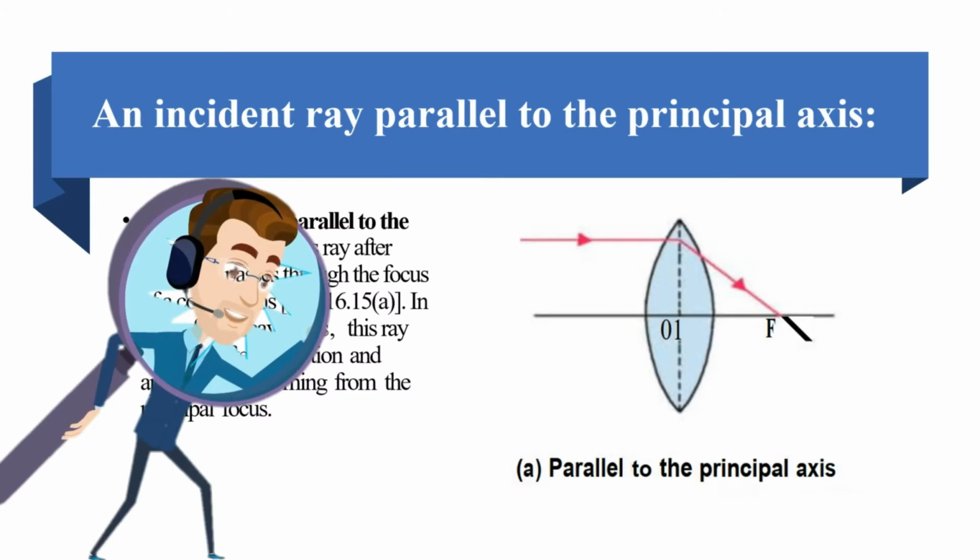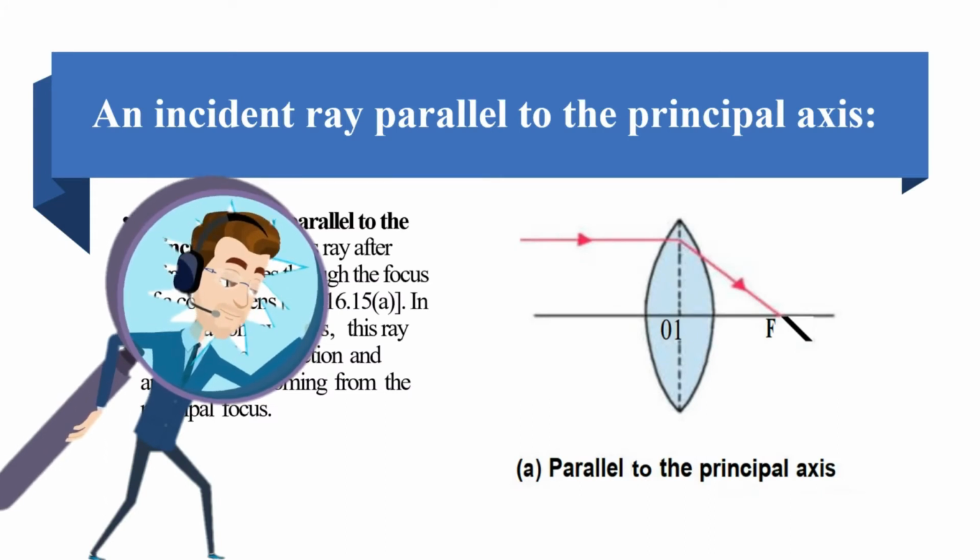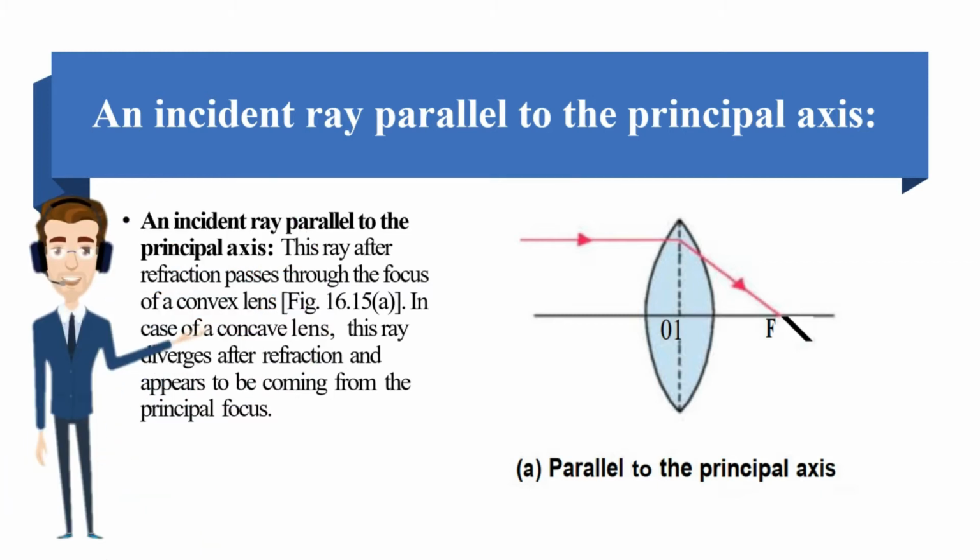To understand this and make geometrical diagrams, any two of the following three rays of light are considered. Paths of incident rays at different points on a convex lens. An incident ray parallel to the principal axis: this ray after refraction passes through the focus of a convex lens, figure 16.15a. In case of a concave lens, this ray diverges after refraction and appears to be coming from the principal focus.